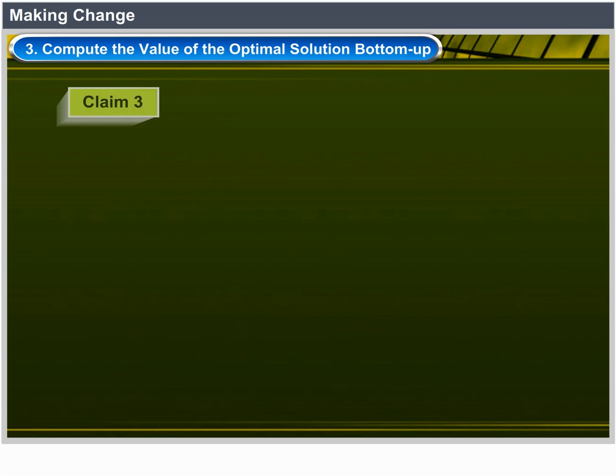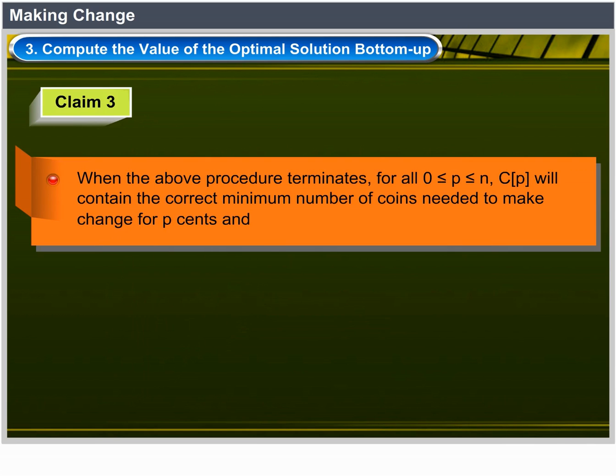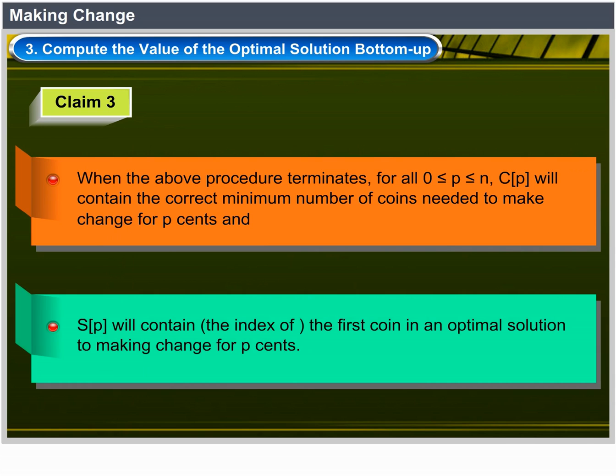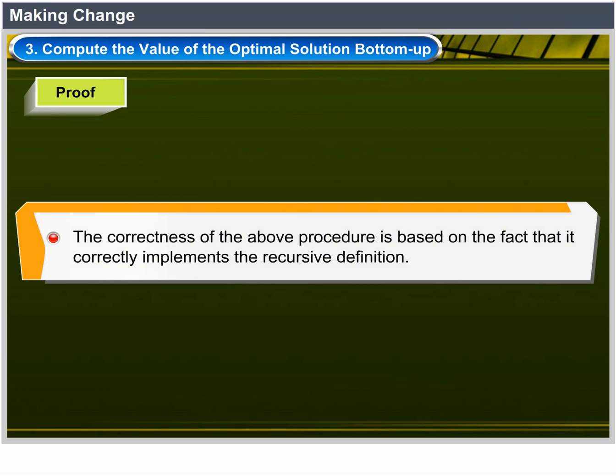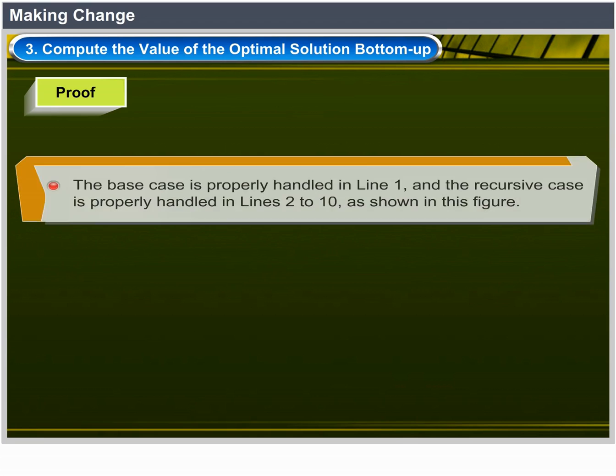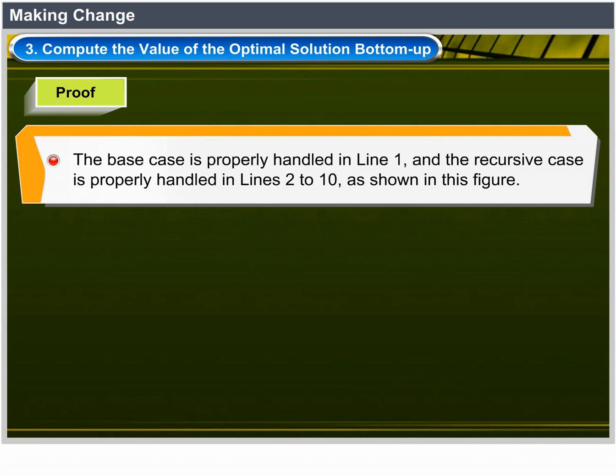Claim 3. When the above procedure terminates, for all 0 less than or equal to p less than or equal to N, C of p will contain the correct minimum number of coins needed to make change for p cents, and S of p will contain the index of the first coin in an optimal solution to making change for p cents. Proof. The correctness of this procedure is based on the fact that it correctly implements the recursive definition. The base case is properly handled in line 1 and the recursive case is properly handled in lines 2 to 10, as shown in this figure.